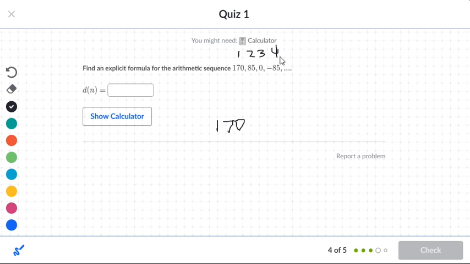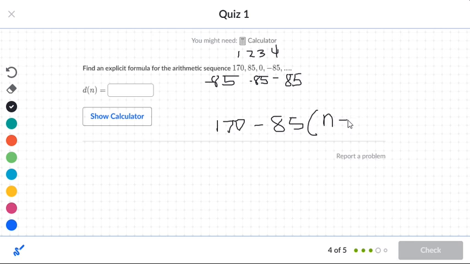So 170 to 85. Yeah, we could use the calculator, subtract that out. But the obvious one is going from 85 to 0. That's got to be a negative 85, because a positive 85 subtract 85 is 0. Well, let's check it. We're now at 0. What's 0 minus 85? 0 minus 85 is negative 85. So our rule here is negative 85.